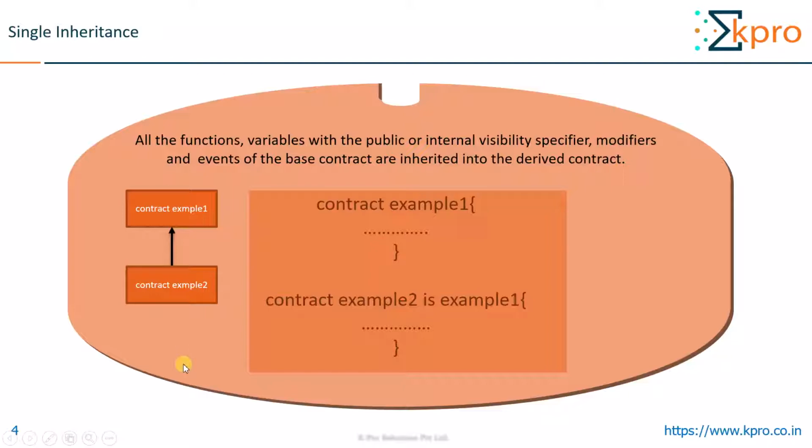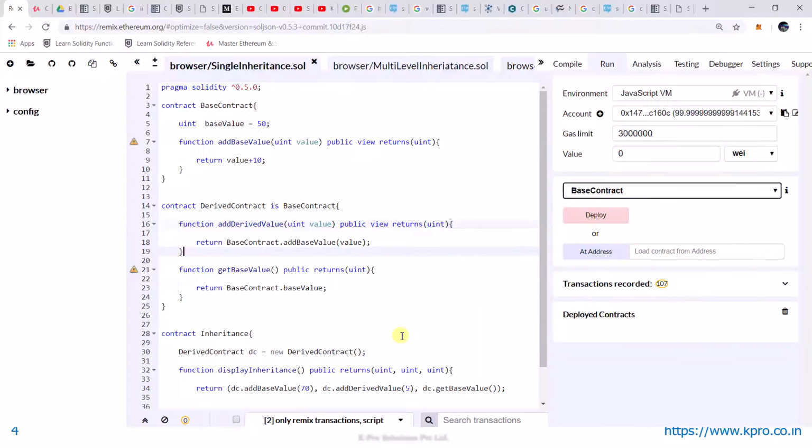Now let us have a look at an example where we will be implementing single inheritance. This is a very simple example where I'll be showing what single inheritance looks like. This is the first contract, that is the base contract, where we have a state variable and a function where we are simply returning the value that we pass plus 10. And this is the derived contract which will be inheriting this base contract.